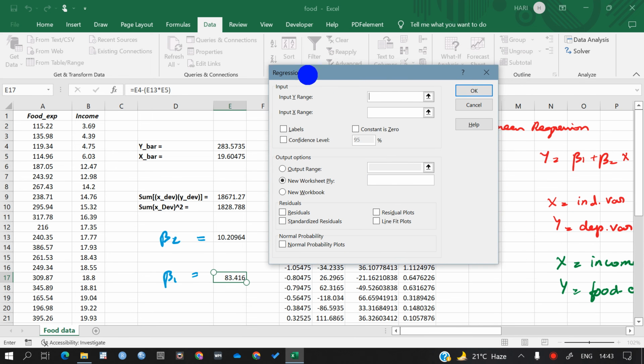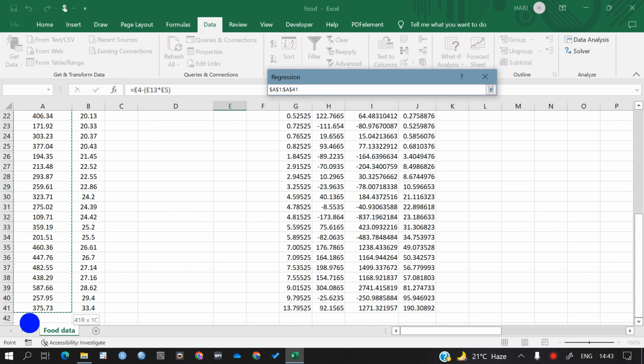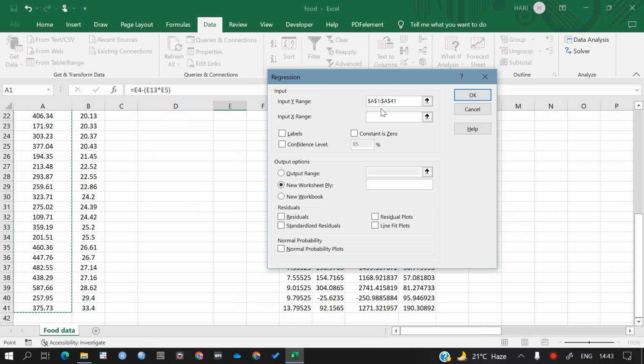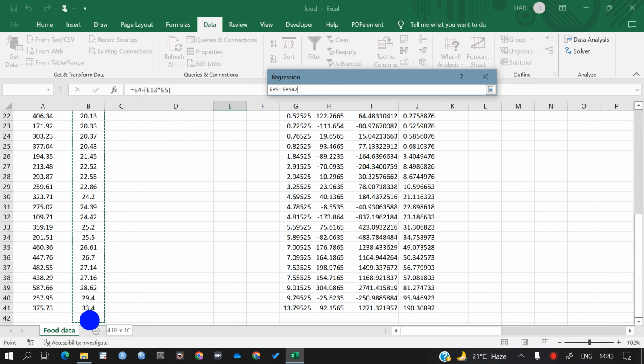So this is the regression dialog box which appears in MS Excel. In that, you need to put in the values of input Y range and then input X range. So in our data set, what is Y? Food expenditure, and what is X? That is income. So now we need to input those ranges. So what is the Y range? Food expenditure, A1 to A41. This is the range of input Y. And for the X range, what is X? Income. Income is the independent variable. So we need to select the range of income. So from B1 to B41 I'm selecting.